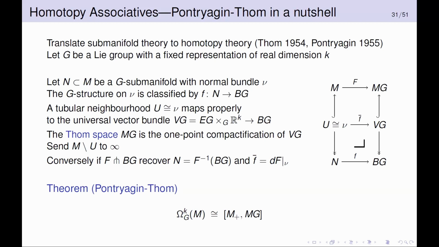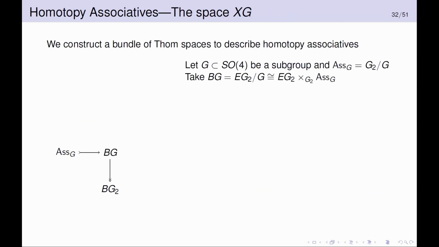So sorry for boring you with random constructions. So now we want to go to these homotopy associatives. So we need to find something like the Thom space for our problem. And it's best to have a bundle of Thom spaces. And that's what we are going to construct.